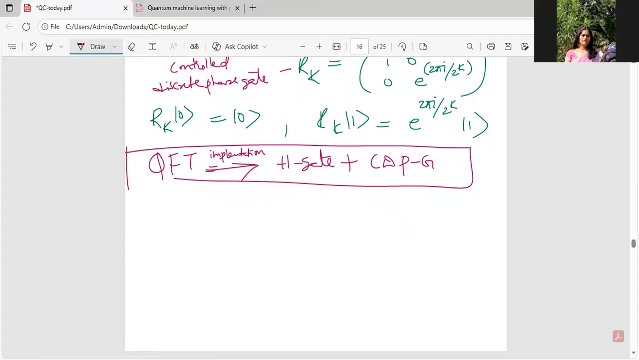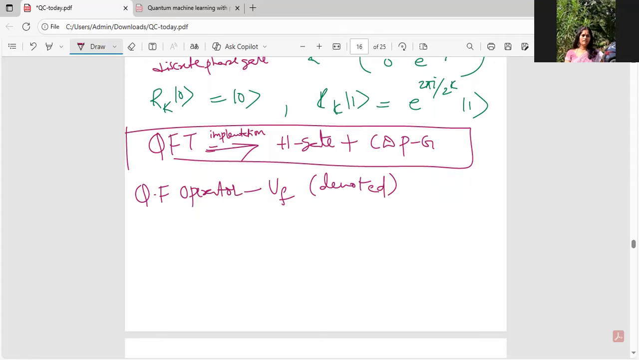Now, let's write the quantum Fourier operator. Quantum Fourier operator, denoted by UF, guys. Of course, there's another unitary operator. Okay. UF. This is capital F, by the way. I'm sorry, this is capital F. Quantum Fourier operator on ket x. How does it look like?